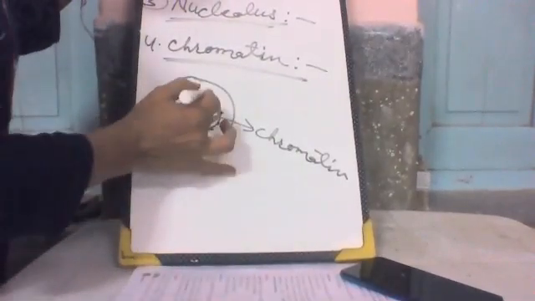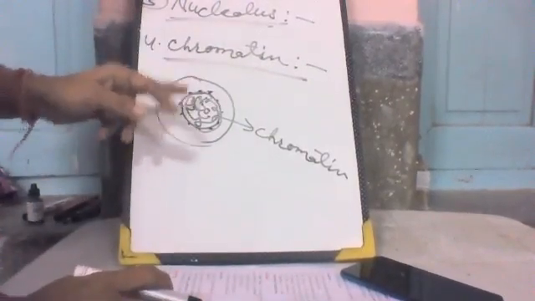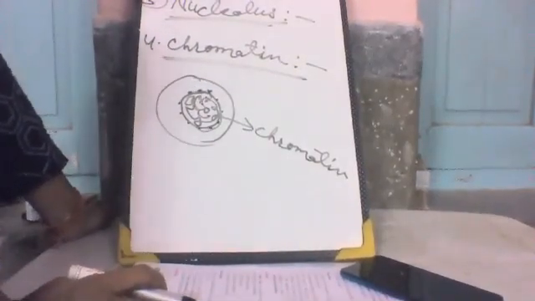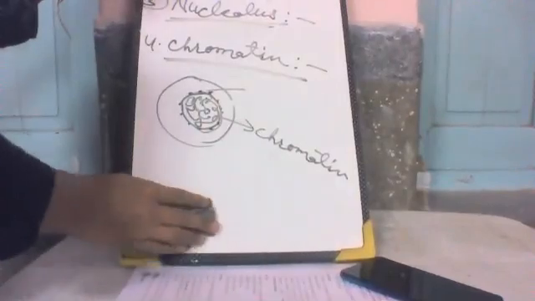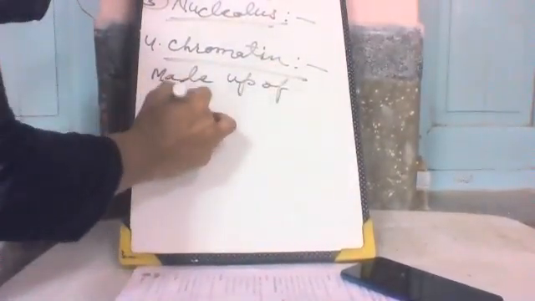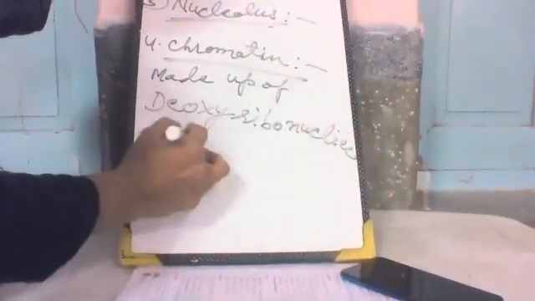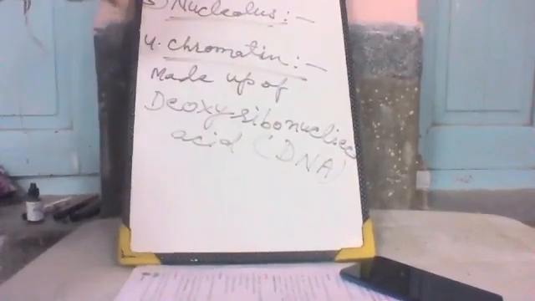There is a layer, a membrane, to separate the cytoplasm from the nucleus, known as nuclear membrane, and some dots are there, and these are known as ribosomes. These chromatin fibers are made up of deoxyribonucleic acid, and the short name of this is DNA. The full form of DNA is deoxyribonucleic acid.